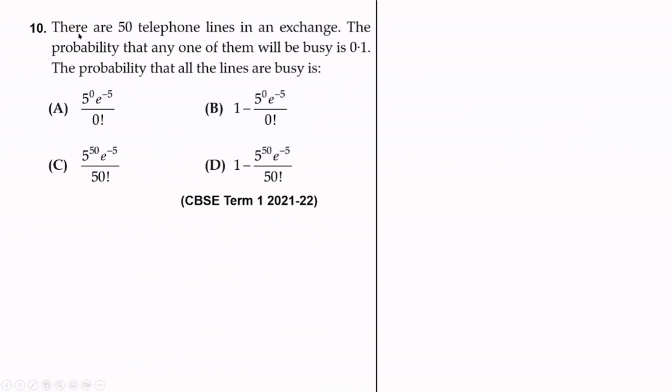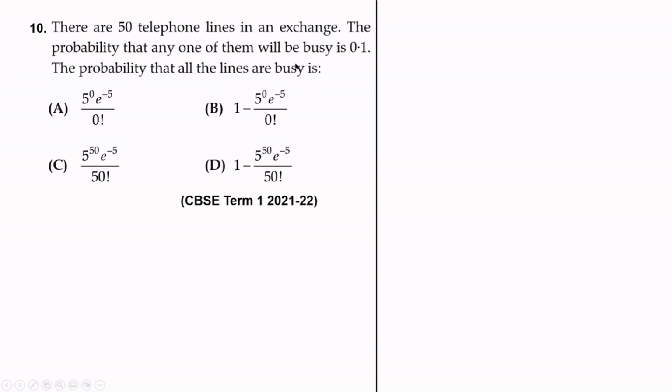The next question, there are 50 telephone lines in an exchange. The probability that any one of them will be busy is 0.1. The probability that all the lines are busy is. So, here we can see that there are 50 telephone lines. And probability that anyone will be busy, it is 0.1. We have to find the probability that all of them will be busy.